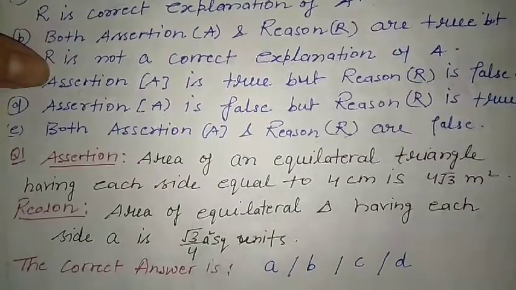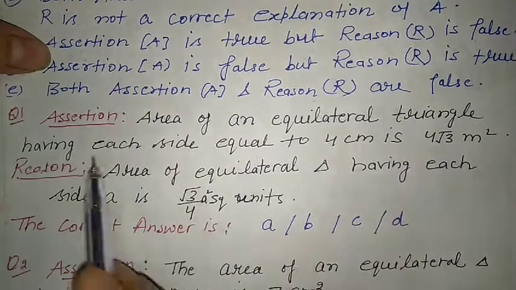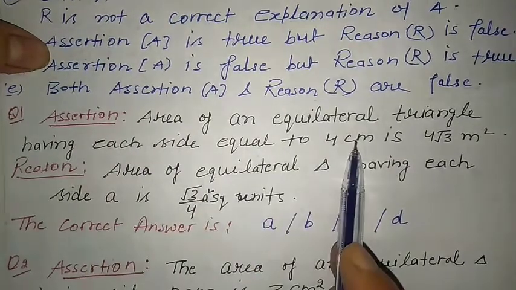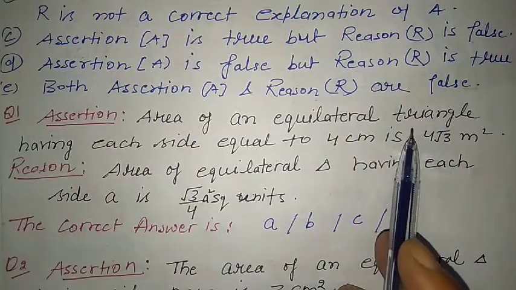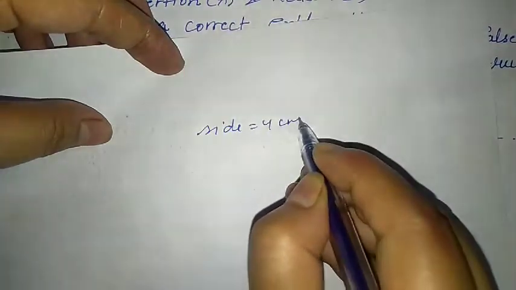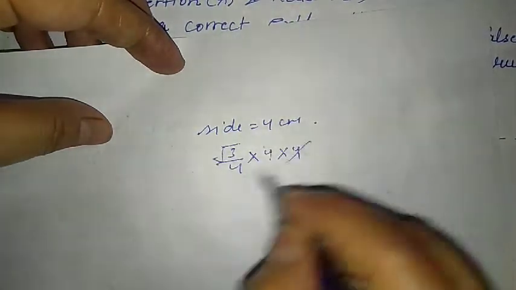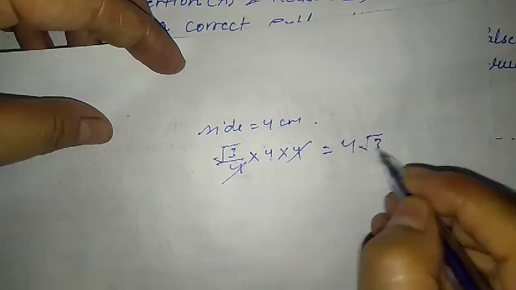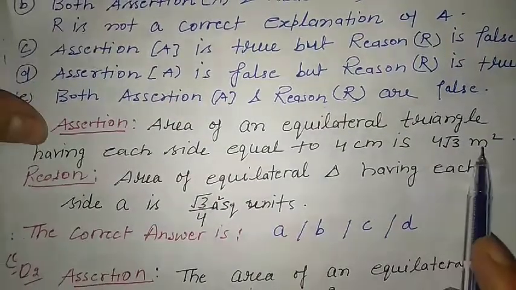Now see the first question. Area of an equilateral triangle having each side equal to 4 centimeter is 4 root 3. So we have to check whether this is the answer or not. The side is 4 centimeter, so root 3 by 4 into side square. This can be cut and you will get the answer 4 root 3 centimeter square.